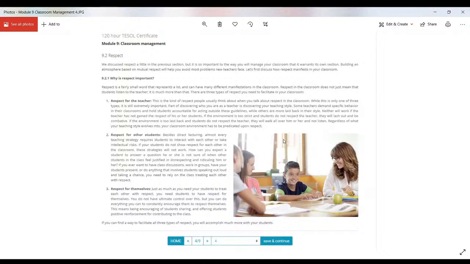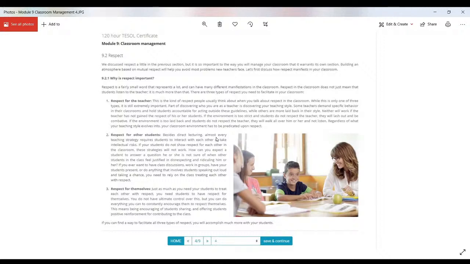If the environment is too strict and students do not respect the teacher, they will lash out and be combative. If the environment is too laid back and students do not respect the teacher, they will walk all over him or her and not listen. Regardless of what your teaching style evolves into, your classroom environment has to be predicated upon respect. All right, so what's the next one?